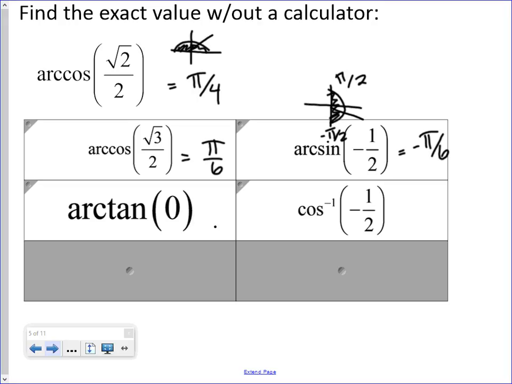Okay, Hannah, do you have an answer for arctangent of 0? Yes. Between negative pi over 2 and positive pi over 2, where is tangent equal to 0? At angle 0. At negative pi over 2 and positive pi over 2, it's undefined.